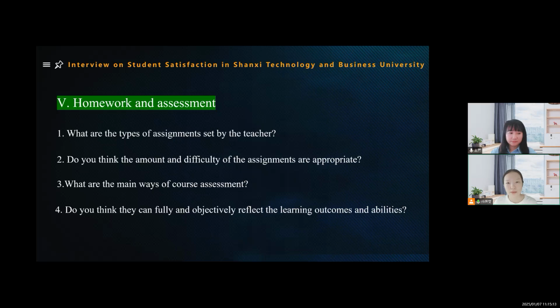For example, project practice assessment can be added so that we can show our comprehensive ability in real business situations. At the same time, the management of usual assignments can be strengthened, and various ways can be used to prevent plagiarism. For the assessment of classroom performance, detailed grading standards can be formulated so that both teachers and students know clearly how to evaluate. In this way, we can reflect our learning outcomes and abilities more comprehensively and objectively.